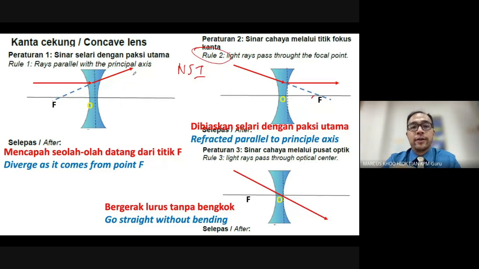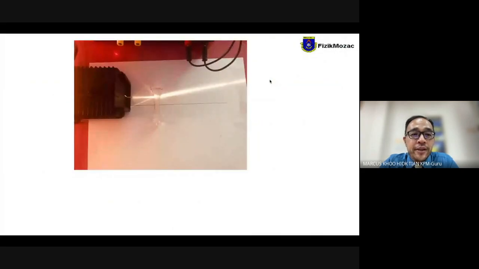Straight to F. Second one is to F first and then straight. Okay, or parallel lah. And then the third one is directly through the center, no change of direction, no nothing. Okay, so how it looks like in real life is straight to diverge, but from F.